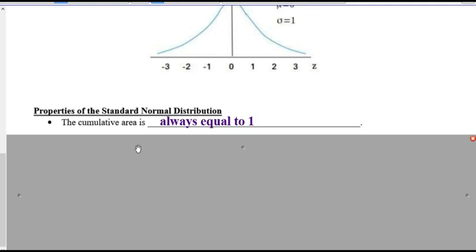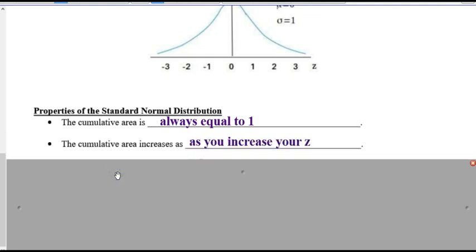So, what are the properties of the standard normal distribution? The cumulative area, we've already said that, is always equal to 1. Everything under the curve equals 1. The cumulative area increases as you increase your z.